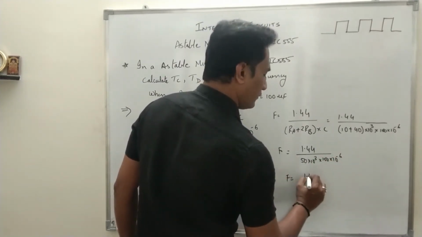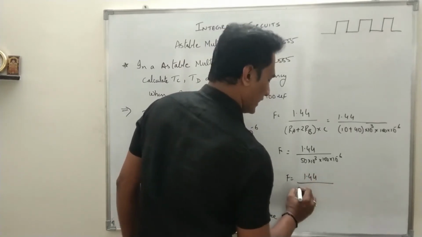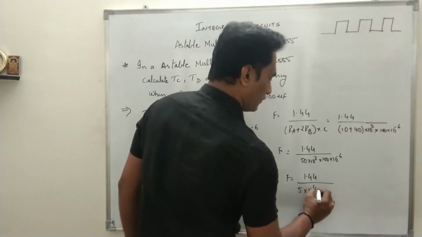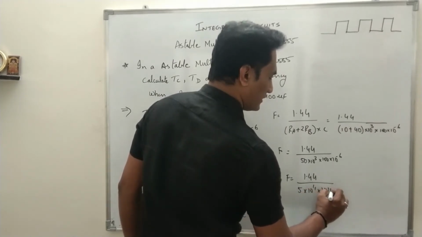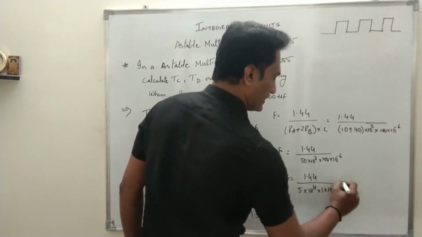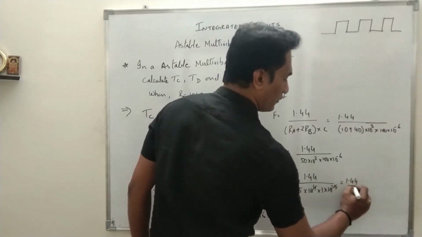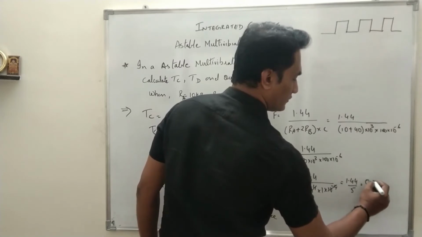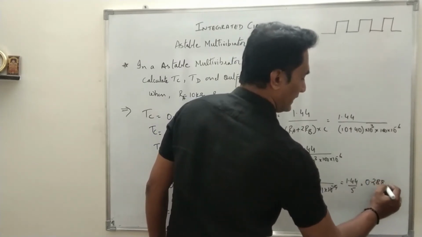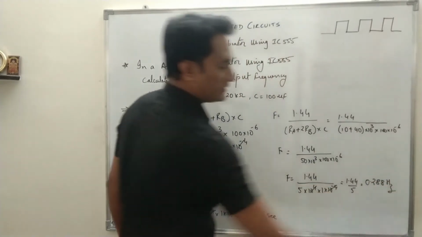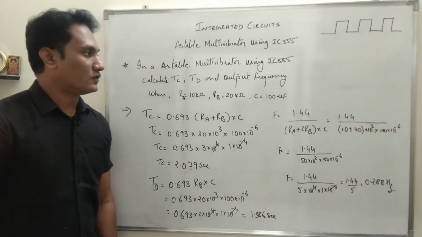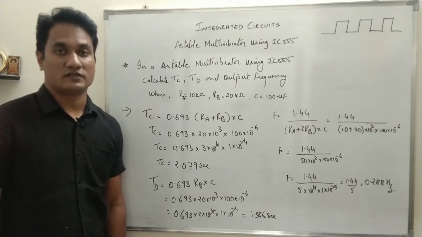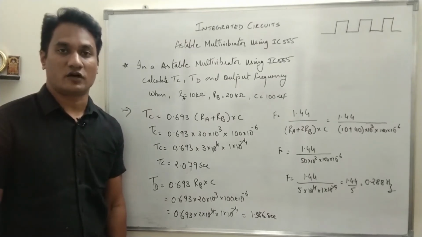F is 1.44 upon 5 into 10 to the power 4 multiplied by 1 into 10 to the power minus 4. These 2 get cancelled, so it will be 1.44 upon 5, the value of which will come out to be 0.288, and the unit of frequency is hertz. So this will fetch you 3 marks. Okay, so this question can be asked for 3 marks.